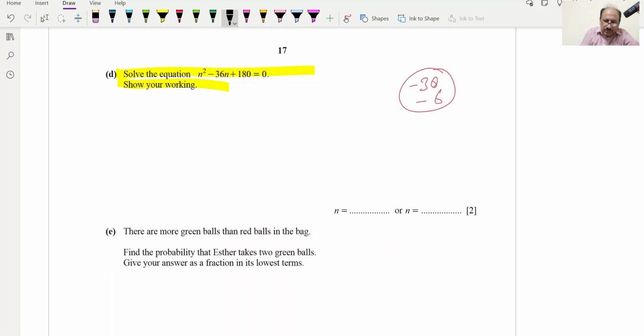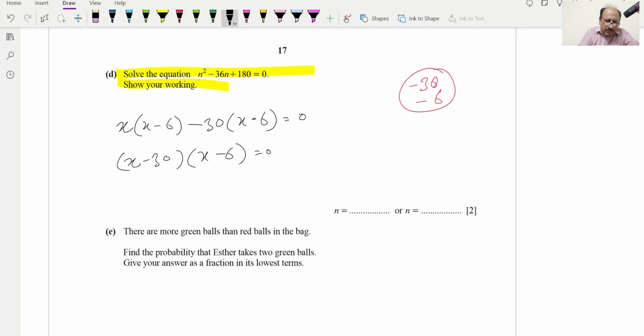I will intentionally keep this gap for the working, and I will write here x minus 30 and x minus 6 is equal to 0. And now we can write this x over here, and this part I will copy over here, and x minus 30 into x minus 6 is equal to 0.